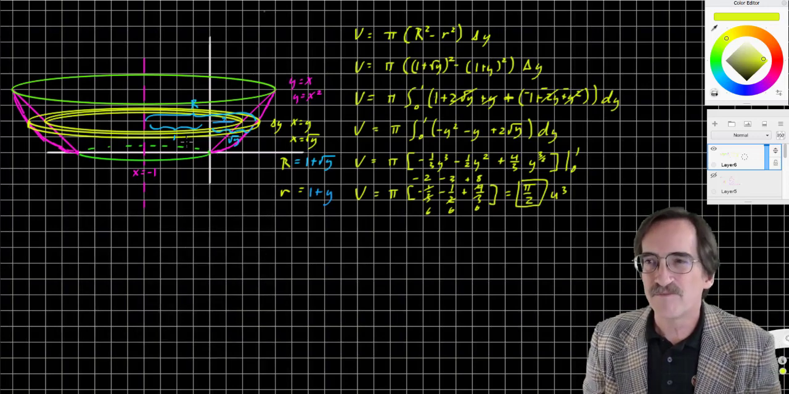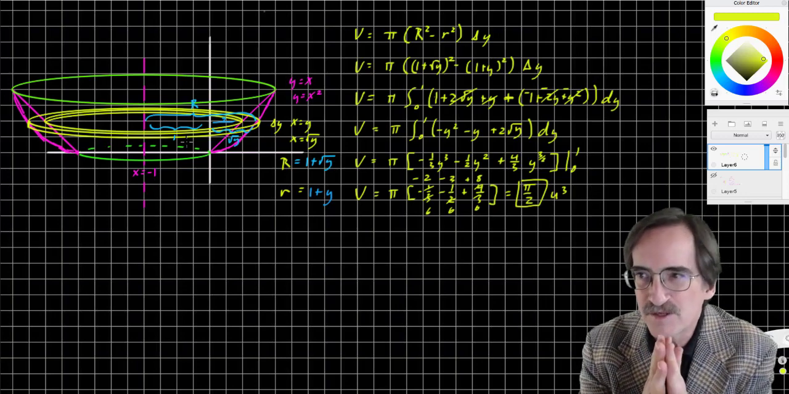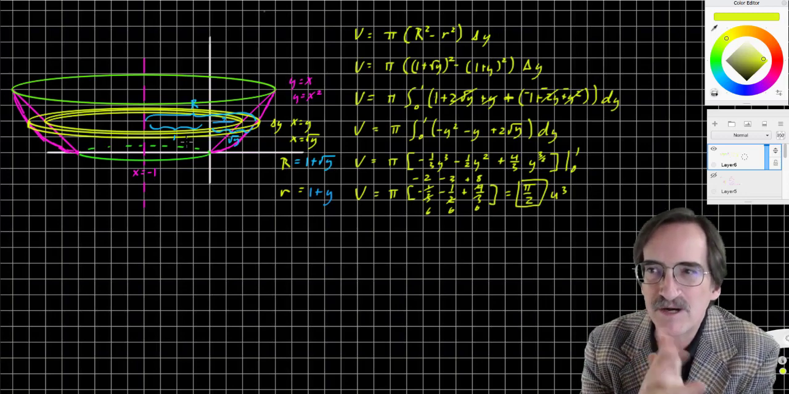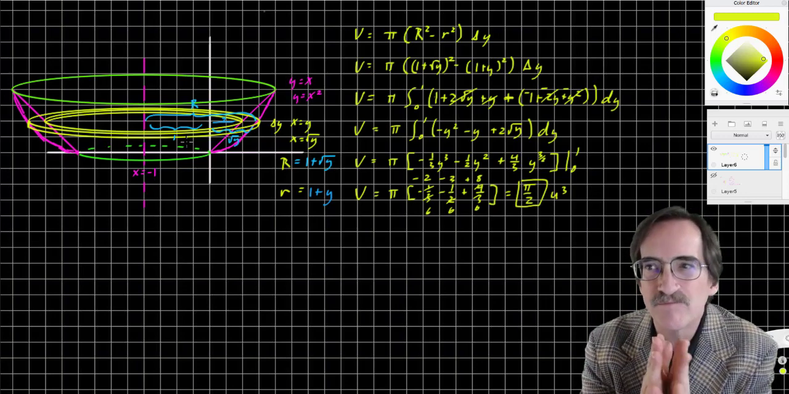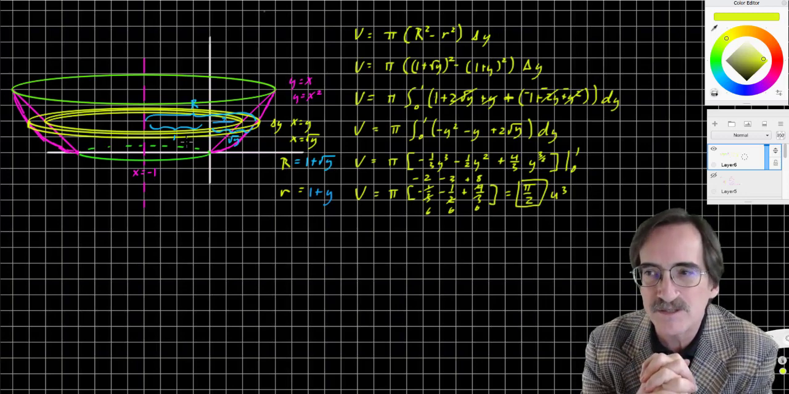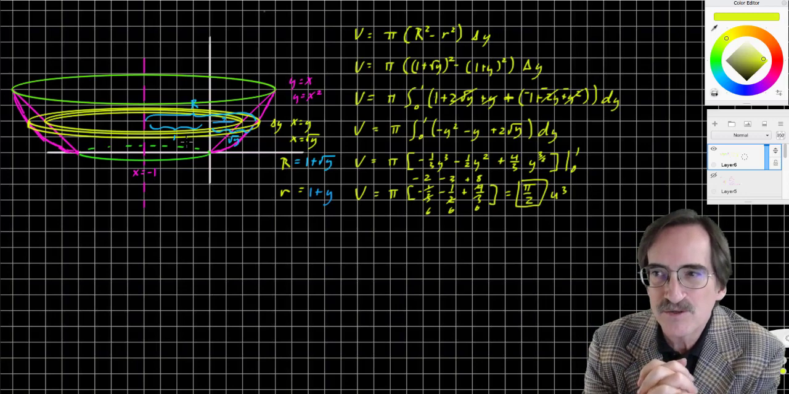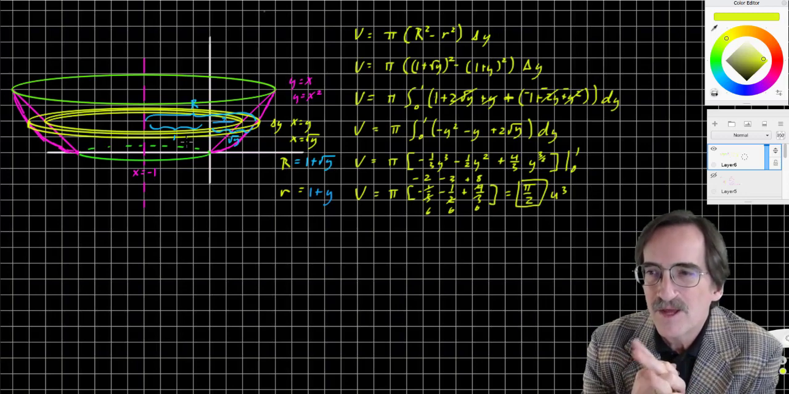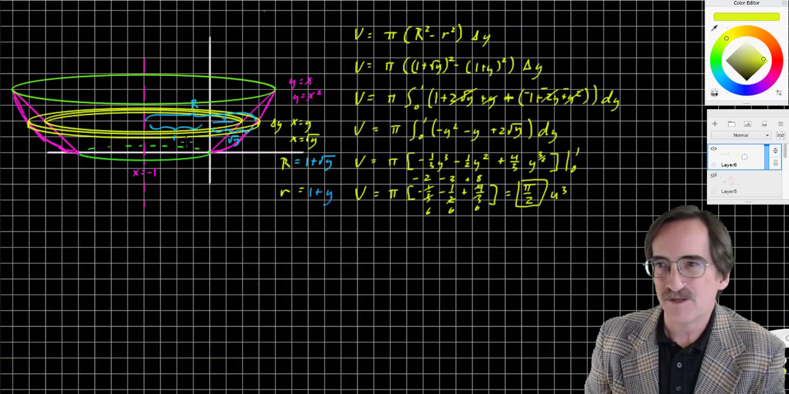All right, so a couple of big ideas here. You have to be careful, especially if you're not rotating about an x or y axis, about what the big radius and the little radius are, and express those in terms of what you know. And then solving for x to integrate on y is the other big idea.